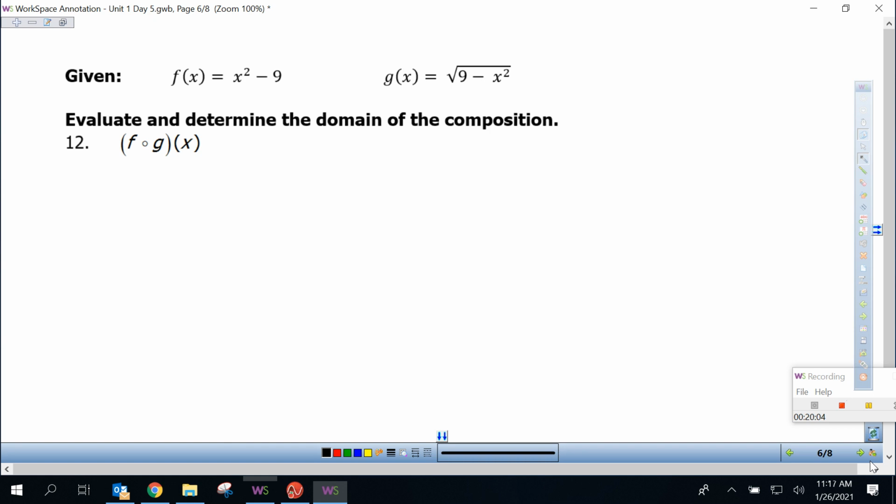What does evaluate mean? Solve it. Find the answer. Usually it's going to be numeric. So we need to find f of g of x. I'm going to rewrite this as f of g of x.